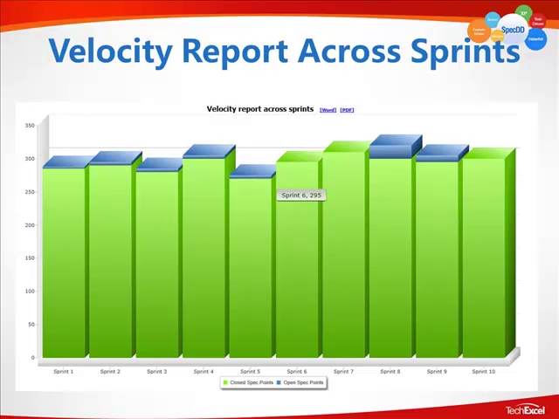The velocity report, as I mentioned, is one of our few cross-sprint reports. So it's simply the display of all the velocity reports across multiple sprints. As you can see here, the velocity should be around the same range, ideally.